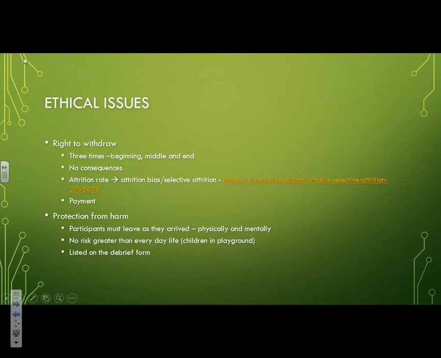Protection from harm is another ethical issue. So informed consent, debrief, right to withdraw, protection from harm. Participants must leave exactly as they have arrived, both physically and mentally. So the way that they come into the experiment is exactly the way that they should leave, both physically, mentally and emotionally. So it shouldn't have any impact on them whatsoever.